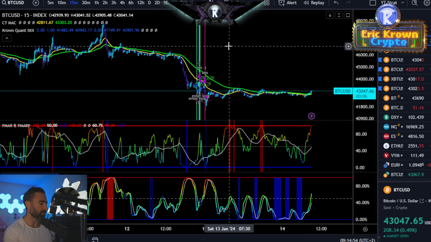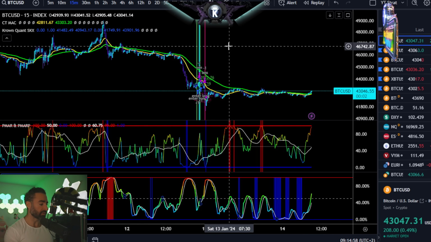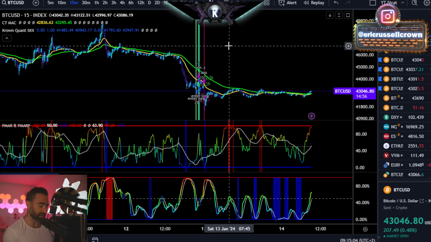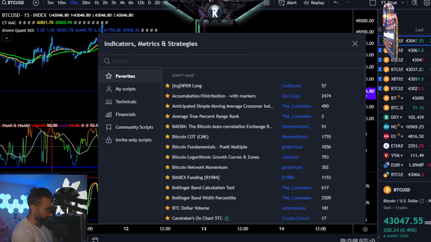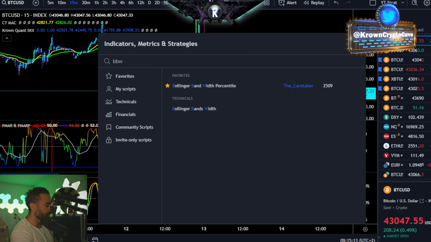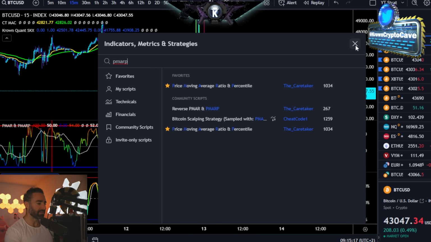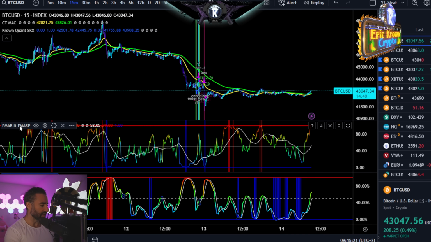So what's the big deal here? What are we going to be using for this? Like I said, these are all freely available indicators on the public library, and what we're going to be using is the PMARP and the BBWP. That's it, nothing else. Just really simple. Both of them, like I said, you can get here for free. Just type in BBWP, boom, there's one there by the man, Mr. Caretaker, and then we have PMARP, also by the Caretaker. Very easy to get. And like I said, freely available, but I didn't repeat myself enough right there.